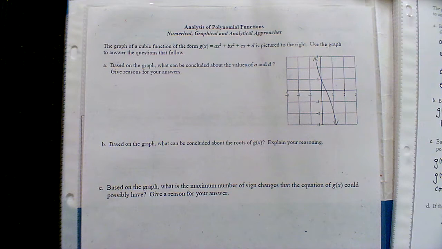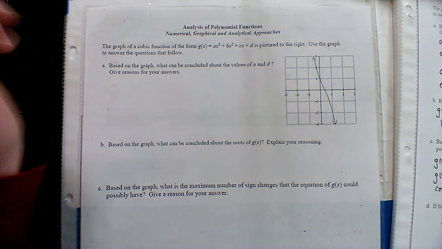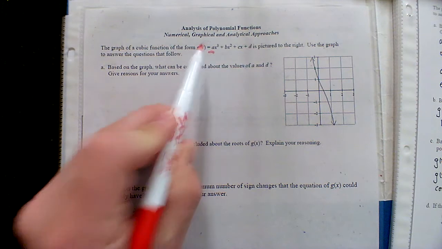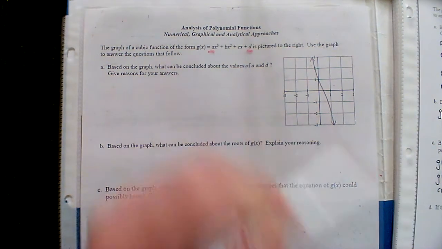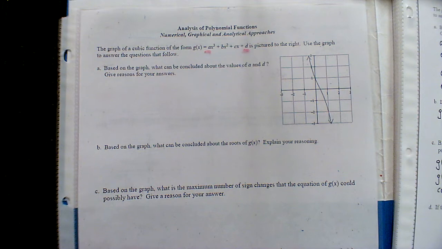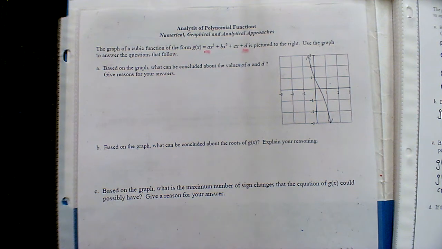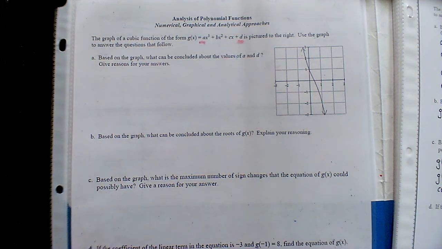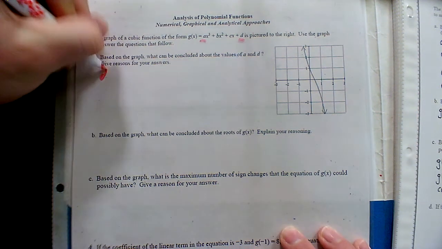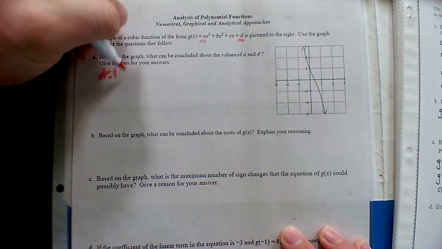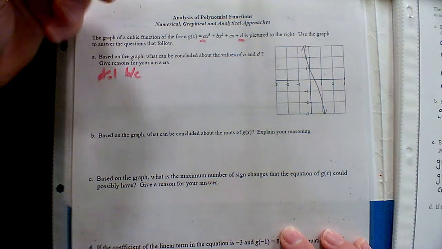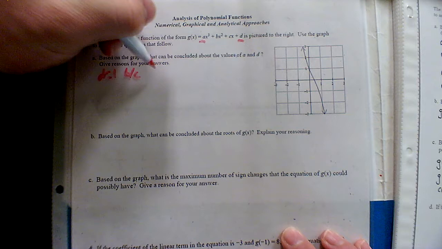So based on the graph, what can we conclude about the values of A and D? Give reasons for your answers. So they give us that generic form there, and they give us a graph on the right. So what can we tell about this A and this D from looking at the graph? What do we know about them? We know that D equals 1 because of the y-intercept of the graph. Alright, so we know that D is equal to 1, and that's because D is the constant term or the y-intercept.